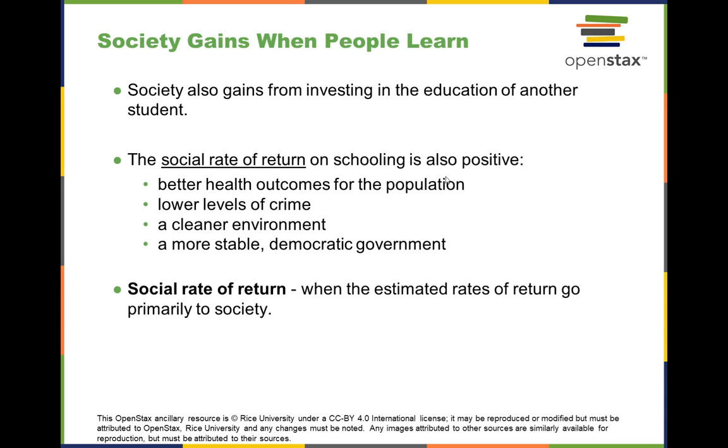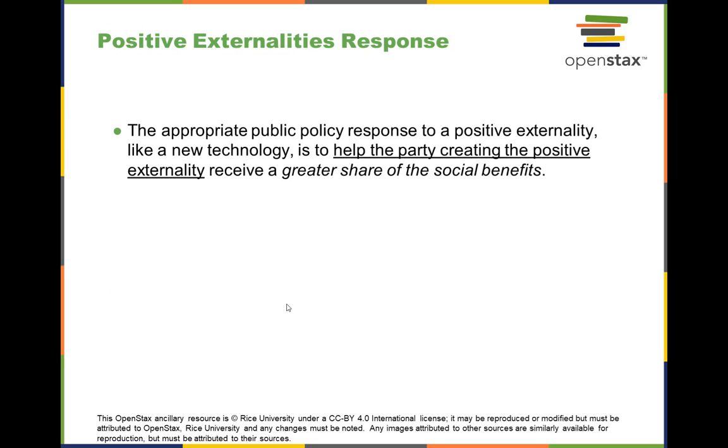The societal rate of return on schooling is also positive. Better health outcomes for the population, PE. Some people might not like PE, but actually it does help educate everyone about exercise and better nutrition. Education also helps create lower levels of crime, a cleaner environment, and a more stable democratic government. The social rate of return is when the estimated rates of return go primarily to society. And the appropriate public policy response to a positive externality, like a new technology, is to help the party creating the positive externality receive a greater share of the social benefits.